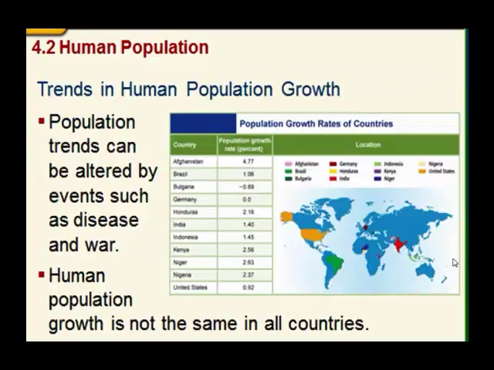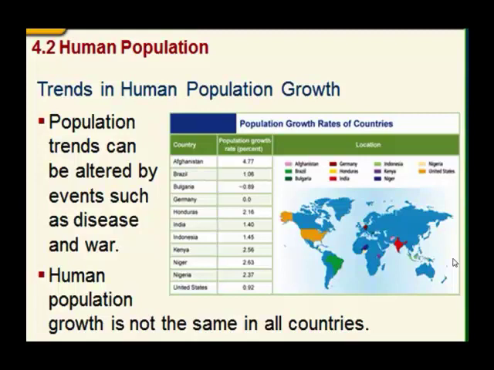Human population growth is not the same in all countries. It can vary due to several factors, with disease and war being two examples. So let's look at a few countries to compare their population growth rates. And we will start with the United States in orange. The United States has a 0.92 percent population growth rate.